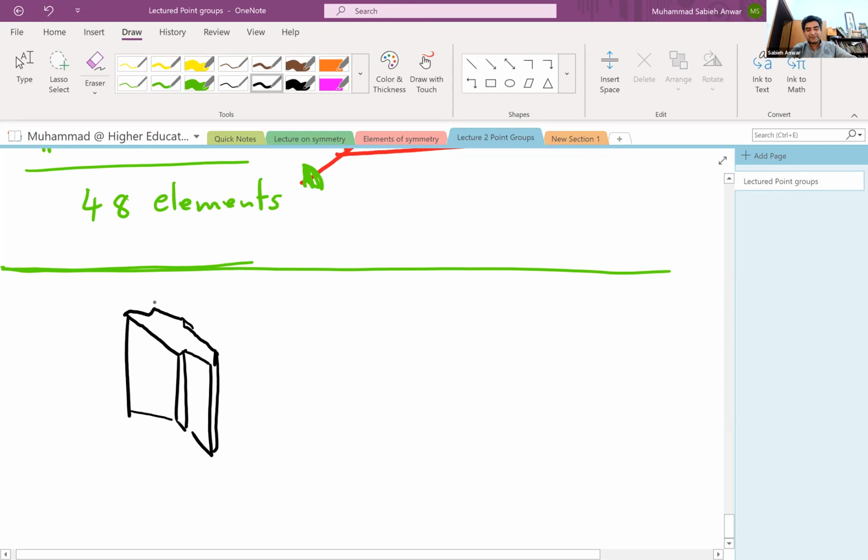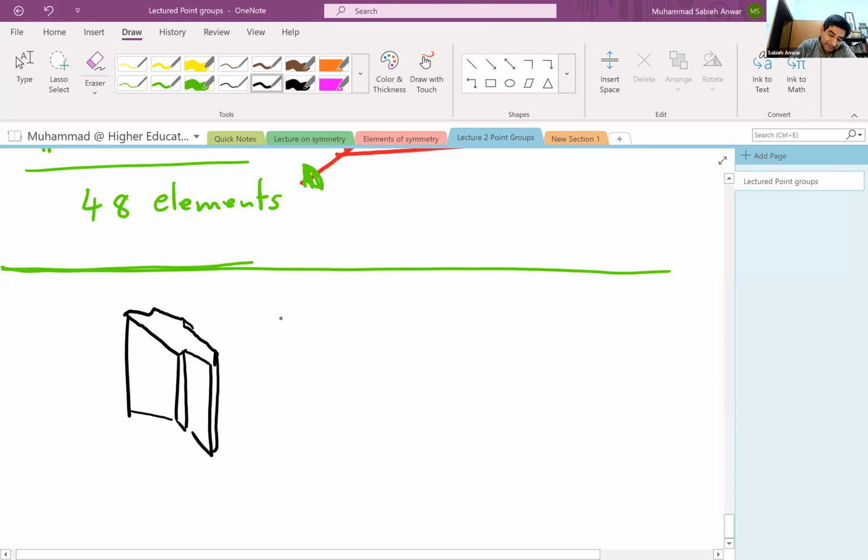So if I look at this crystal, I am not drawing a good diagram here, but this crystal must belong to one of the 32 point groups. It could have a mirror plane. It could have a mirror plane that is horizontal, vertical. It could have a two-fold axis of rotation, a three-fold axis of rotation, and so on. So it must belong to one of the 32 point groups.